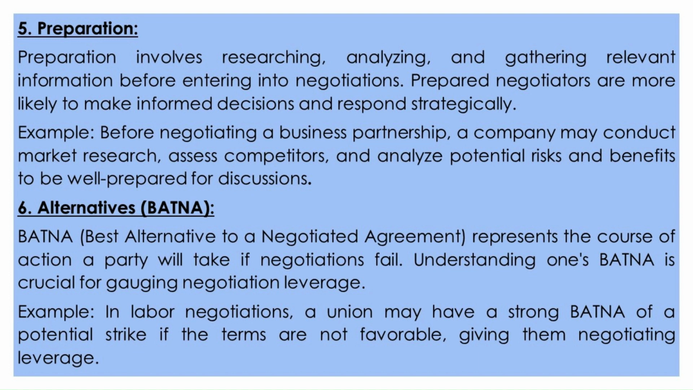6. Alternatives, BATNA. BATNA, best alternative to a negotiated agreement, represents the course of action a party will take if negotiations fail. Understanding one's BATNA is crucial for gauging negotiation leverage. Example, in labor negotiations, a union may have a strong BATNA of a potential strike if the terms are not favorable, giving them negotiating leverage.